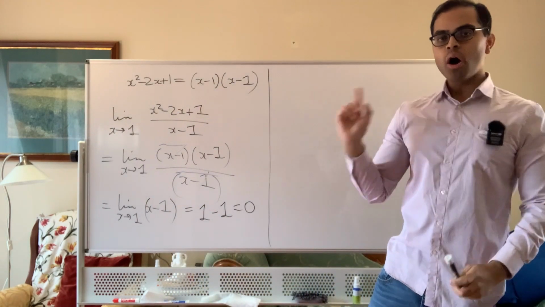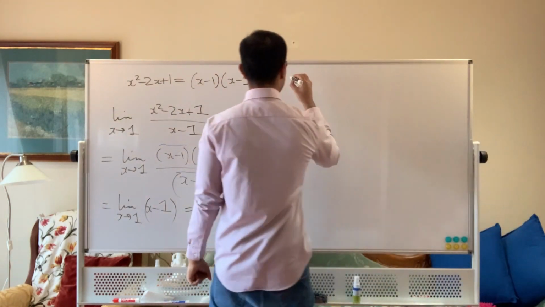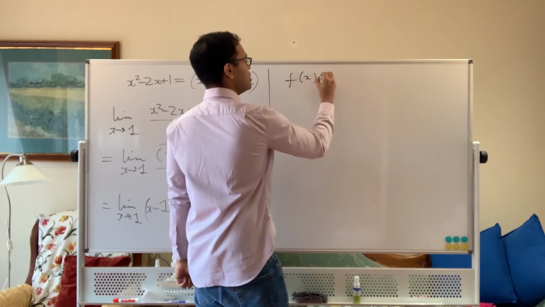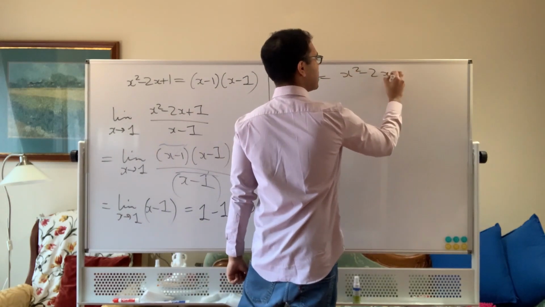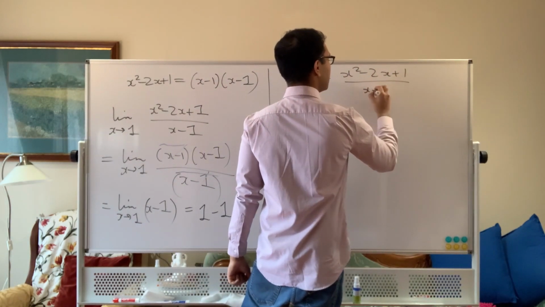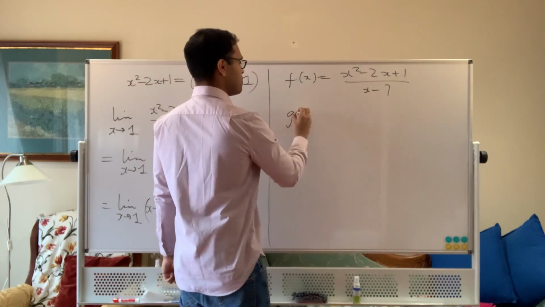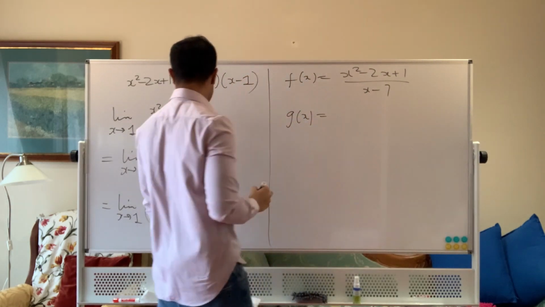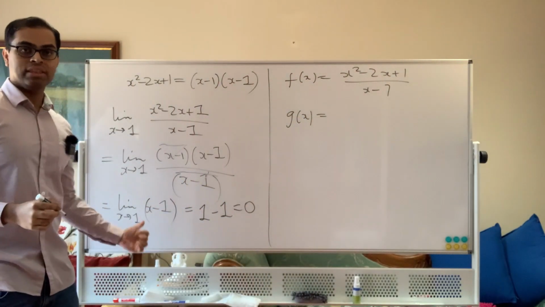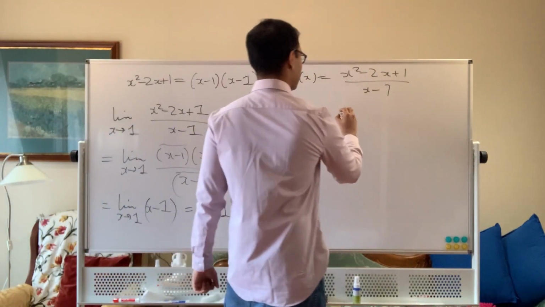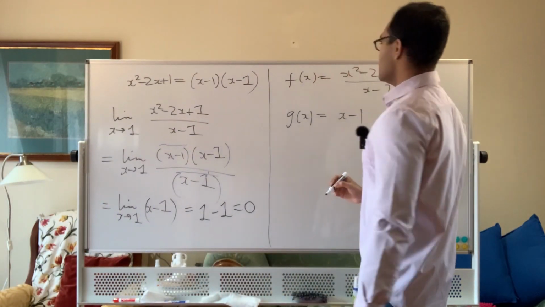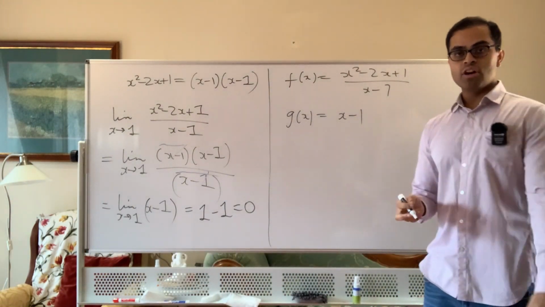Not quite, but almost. If you have the function f of x, which we've just studied, which is x squared minus 2x plus 1 over x minus 1, and you have the function g of x, which we're going to write out as x minus 1, what we think it should be, then yes, these are equal as long as x is not equal to 1.